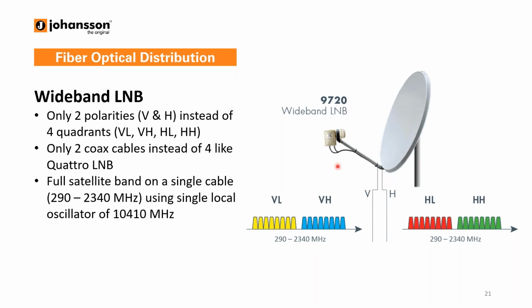So this means that we have only one cable containing all the vertical transponders, and we have another cable which contains all the horizontal transponders. Of course, the frequency range is then bigger, doubles the size. Instead of 950 to 2150, in wideband it starts at 290 all the way up to 2340. But the main advantage is that you only need 2 cables per LNB, so only 2 trunk cables instead of 4.